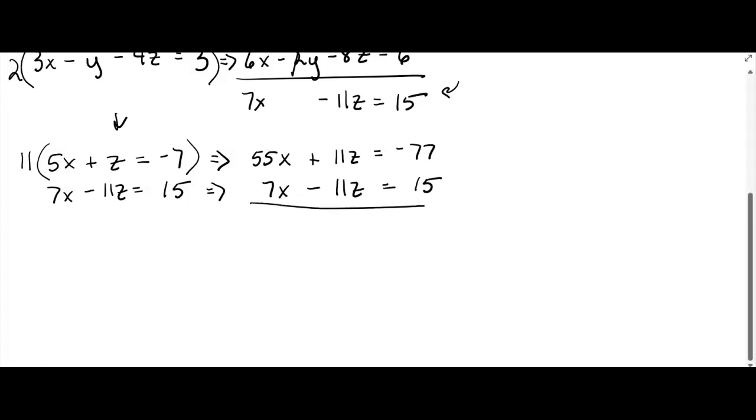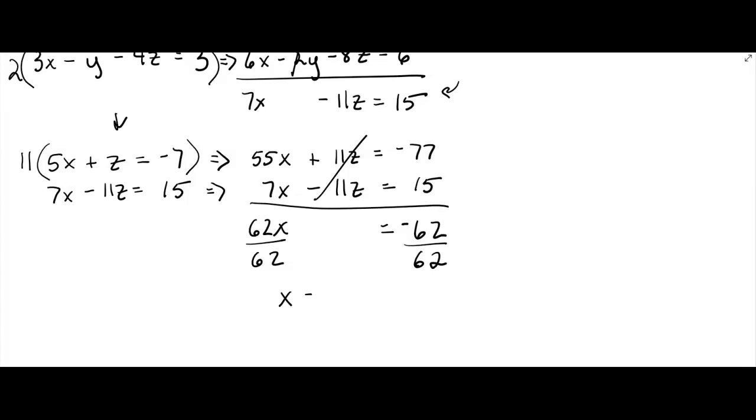So when I add these equations together, let's see, 55x and 7x, what's that, 62x? Kind of a big number, but I'm not worried, I have faith. Okay, the 11z and the minus 11z, those cancel out, equals, and then what's negative 77 plus 15? I need to find the difference there, it's going to be minus 62. Oh, that's looking pretty good. Okay, so divide by 62.